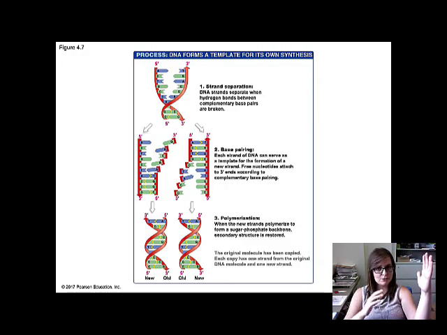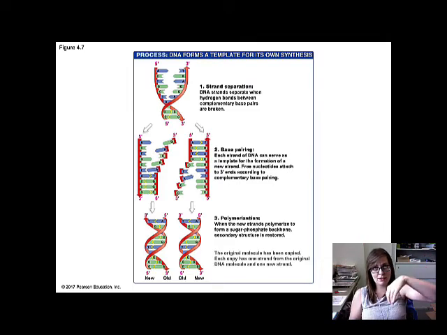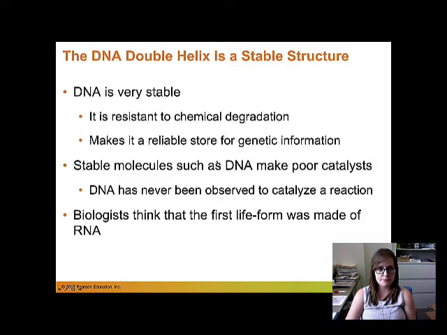And so you have those hydrogen bonds, and then that sugar phosphate backbone is going to grow in the 5' to 3' direction, but anti-parallel. So it's going to grow up, and it's going to create a new strand. So you had your template strand, and then you have your new strand, and it's going to create the double helix, and now you're going to have 2 molecules of DNA. And so that's how DNA copies itself.